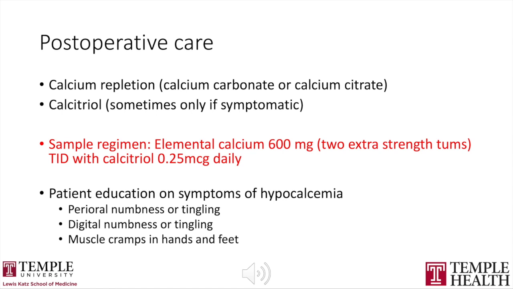activated vitamin D. So a sample regimen here is like elemental calcium, 600 milligrams, 3 times a day, plus maybe a daily small dose of calcitriol. That's just a sample regimen. Again, everyone has their own different processes, but the goal is that you're giving them enough calcium to get them through an initially hypoparathyroid time period, in which they may also have a degree of hungry bone syndrome, in which their bones are sort of sucking up all the available calcium in their serum.